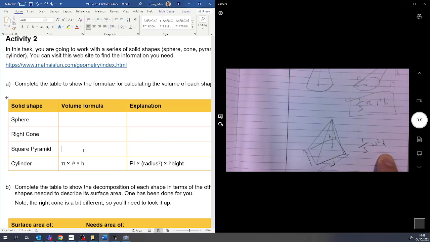And you've already got the one for a cylinder as well. If you can remember the area of a circle, pi r squared, it's just the area of the cross section, pi r squared, multiplied by the height. Okay. So that's the maths out of the way.